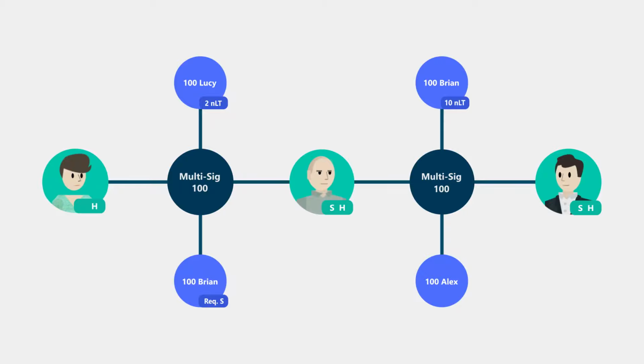6. Brian sends Lucy S, proving that he has paid Alex on her behalf, and they both agree to do the same. At this point, since no one was uncooperative, the entire transaction chain hasn't touched the blockchain, and Lucy has effectively paid Alex.